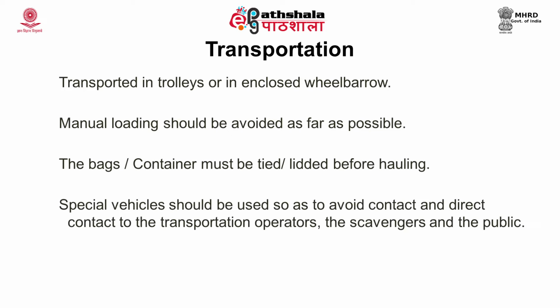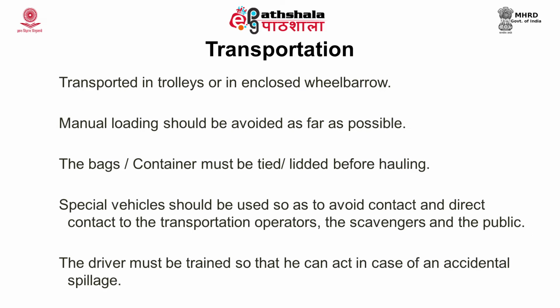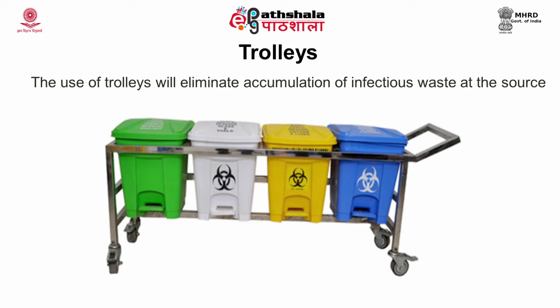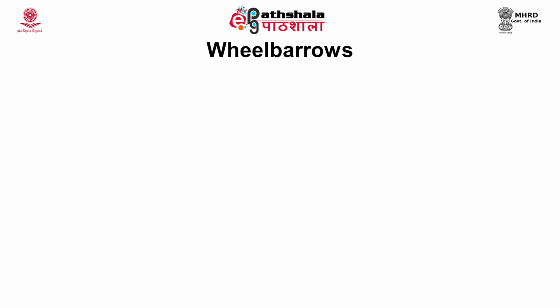Special vehicles should be used so as to avoid direct contact to the transportation operators, scavengers and public. The driver should be trained in such a way that in case of accident, he should be able to attend to the spillage. Now, this figure shows the trolley where the different color coded bins are being carried off. This is a second type of transportation vehicle called wheelbarrows. Two types of wheelbarrows are there, one is covered and the other one is open.